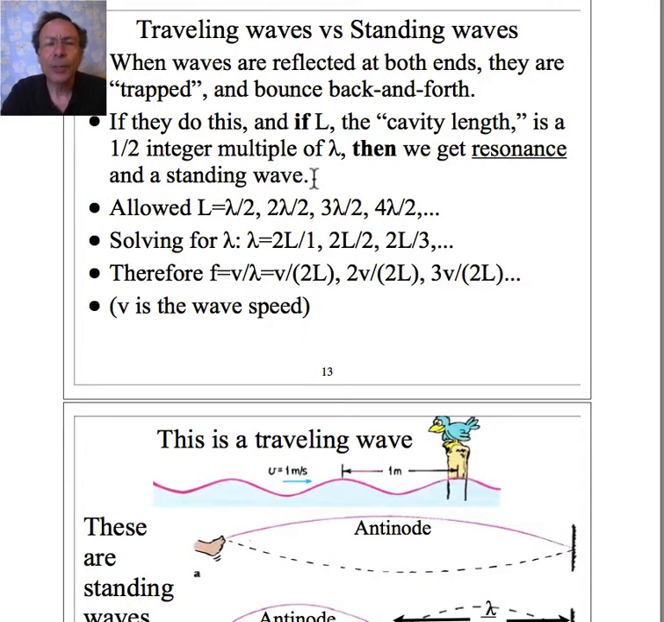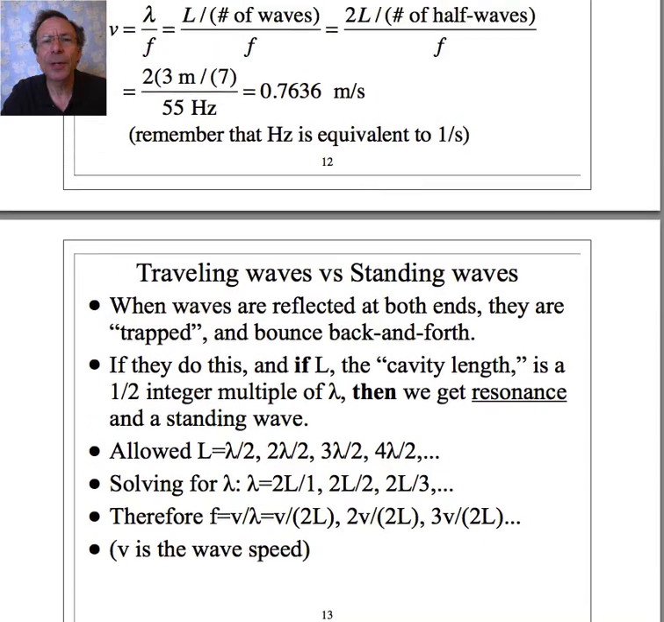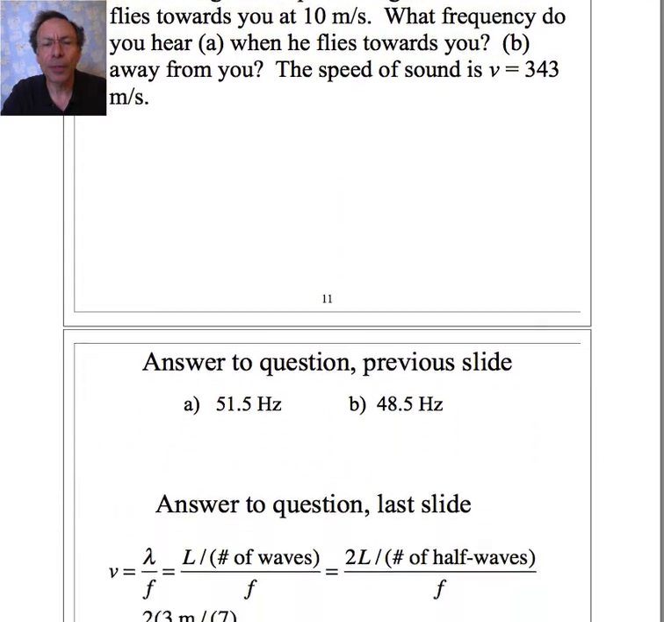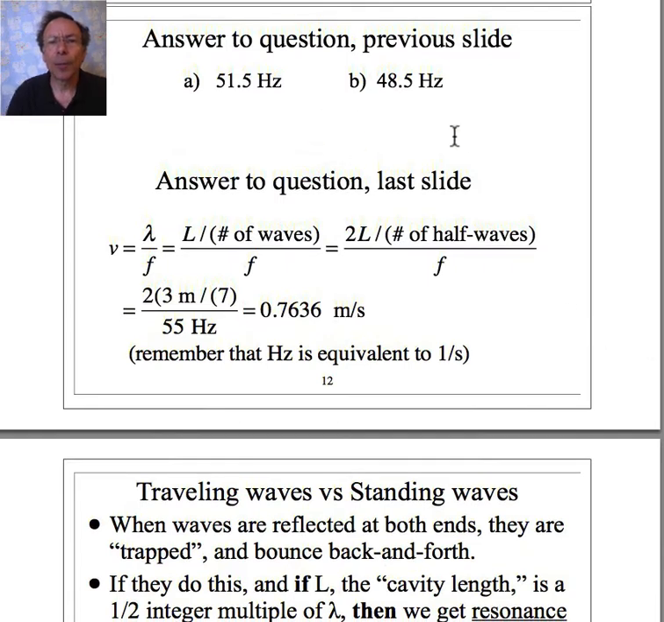The next thing we're going to look at is standing waves. But before we move on to that, I want to back up just a bit and show you the answer to the Doppler example. So you should have gotten 48.5 hertz when the hummingbird was going away. And at the end of all of these notes, there's going to be another question, and this will be the answer to that question when we get to it.